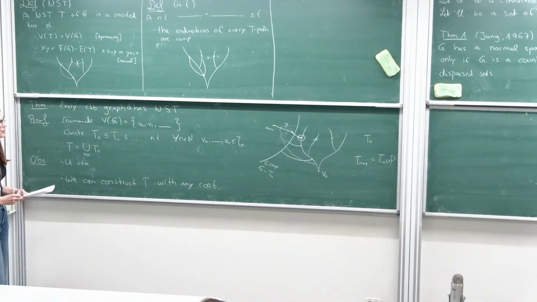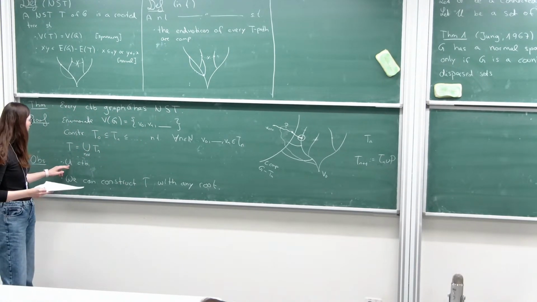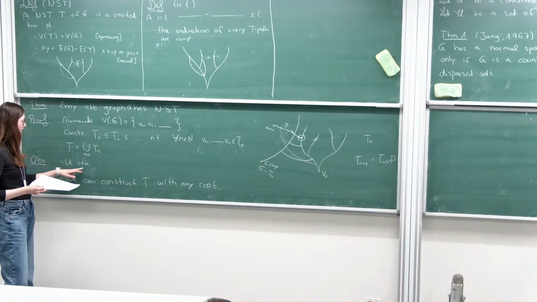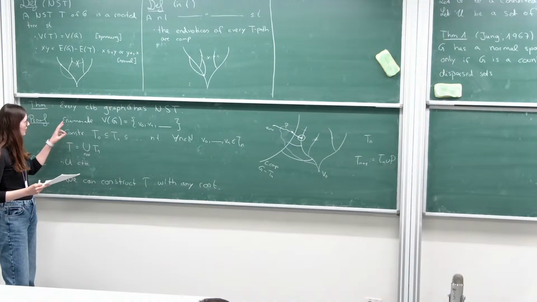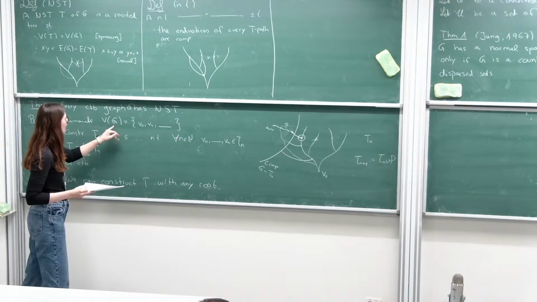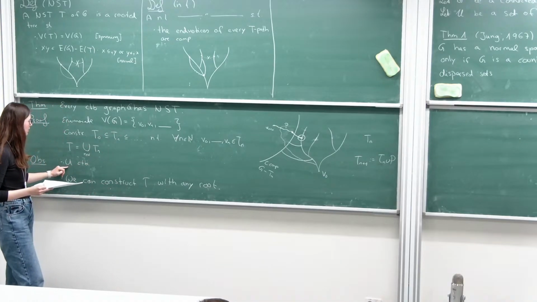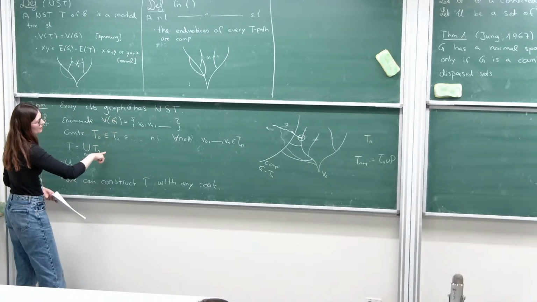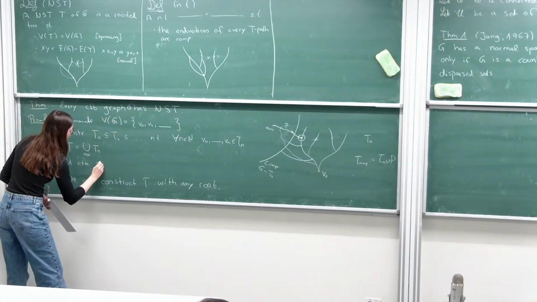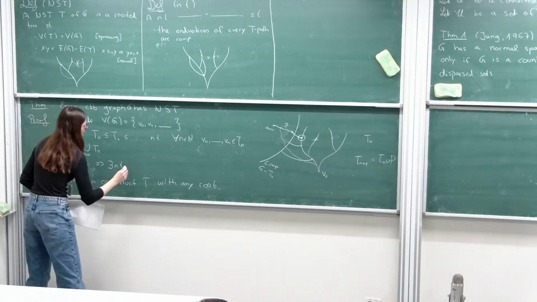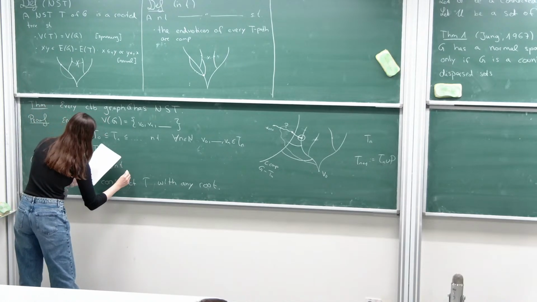Okay, and the other observation is, so let's say we have any infinite graph and we have a set of vertices U that is countable, and now I can do exactly the same proof, but instead of enumerating my vertices of G, I enumerate my set U, and then I can find with the exact same algorithm a normal tree that contains my vertex set U.